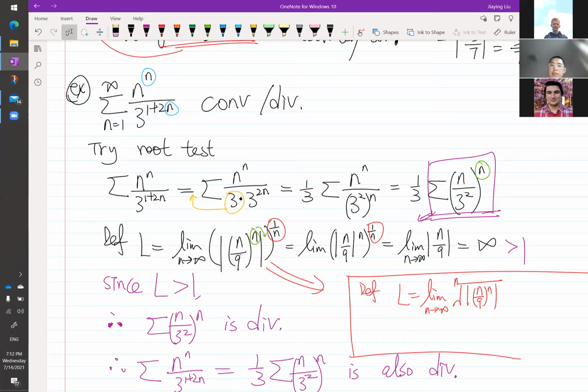But be careful, sometimes you may not be able to make a conclusion, right? If L equals 1 at the end, you cannot conclude. You have to use a different test to make the conclusion. Which is true with any test, right? You apply it, you may or may not be able to make a conclusion. All right, I'm going to stop there and let you ask questions.